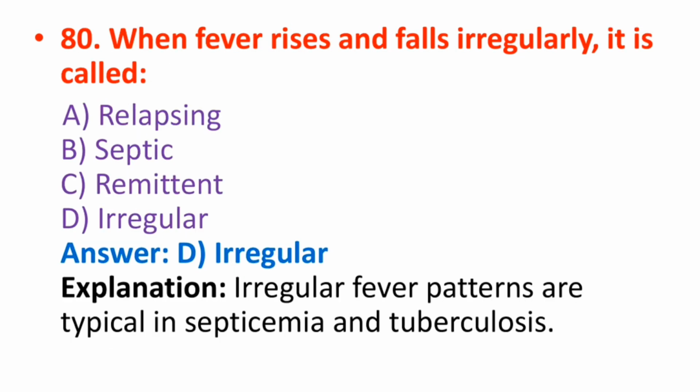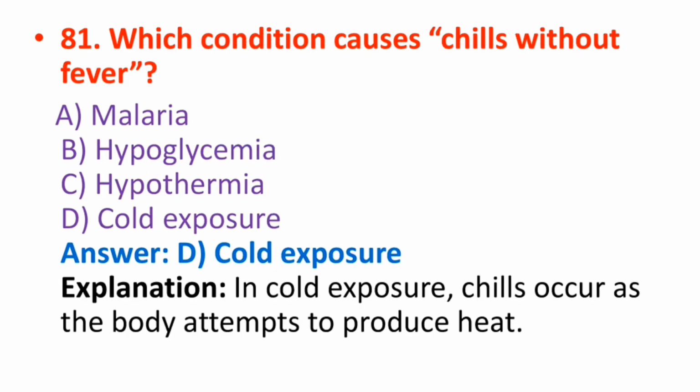When fever rises and falls irregularly, it is called option A, relapsing fever, option B, septic fever, option C, remittent fever, option D, irregular fever. The correct answer is option D, irregular fever. Irregular fever patterns are typical in septicemia and tuberculosis. Irregular fever rises and falls irregularly.